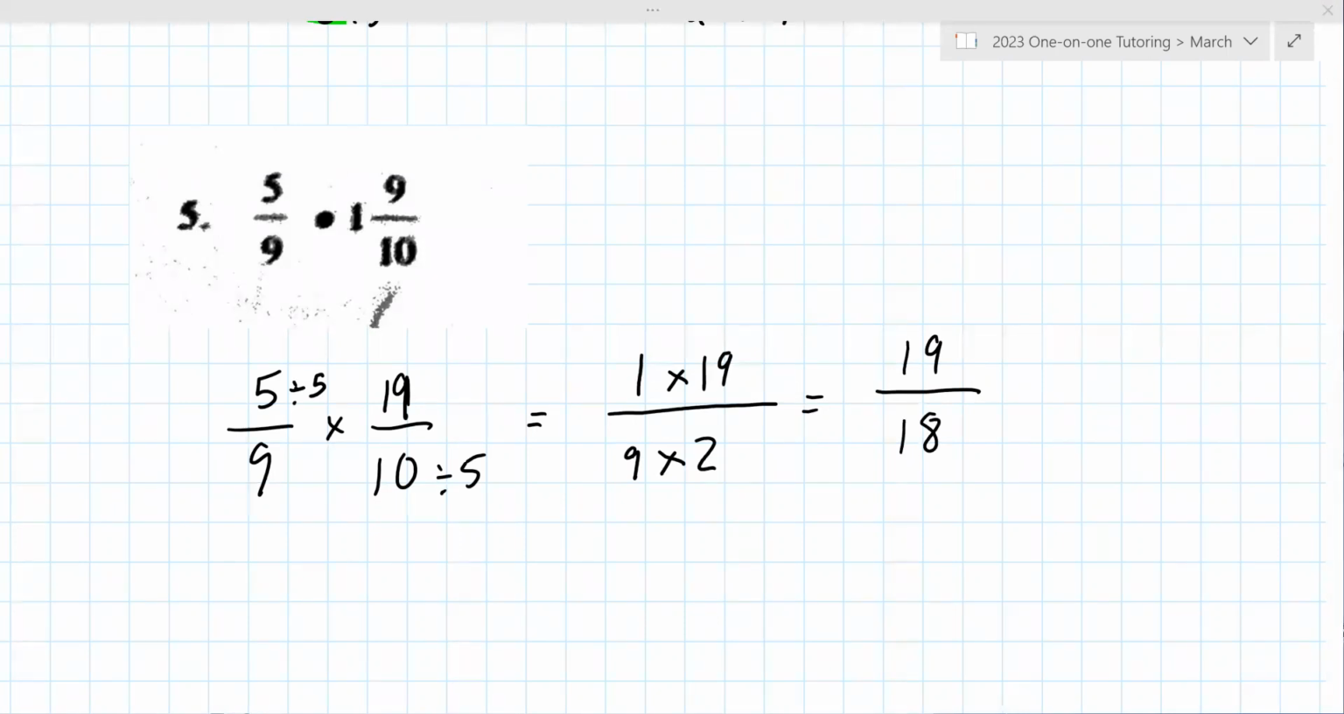Now, from here though, do you know if you're supposed to convert this back to a mixed number? No, you can just leave it like that. Okay. All right. So if we have time, we'll come back and do a few more of those.